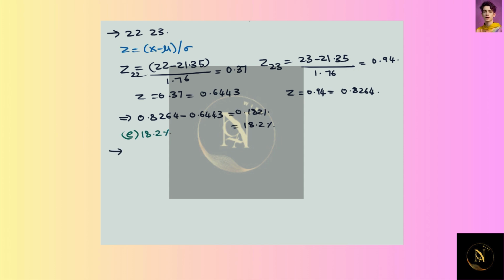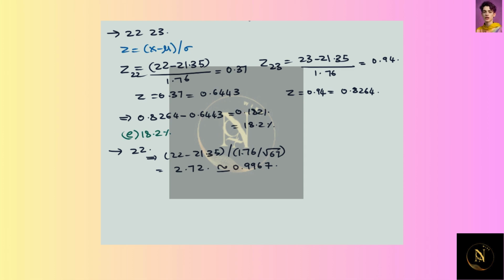And coming to the next, where we need to find the z-score for the sample mean of 22. So let us calculate 22 minus 21.35 divided by 1.76 over root 67, which equals 2.72. So corresponding to this value, we have the probability value as 0.9967.